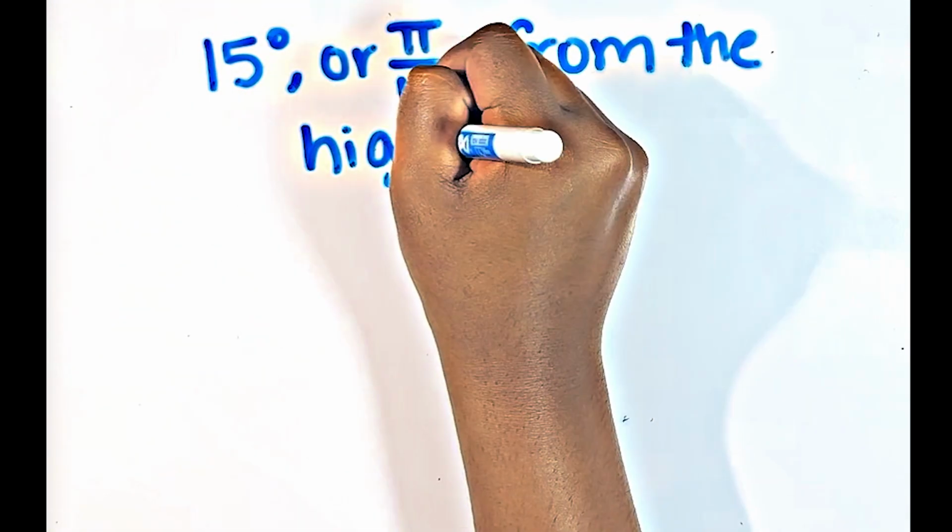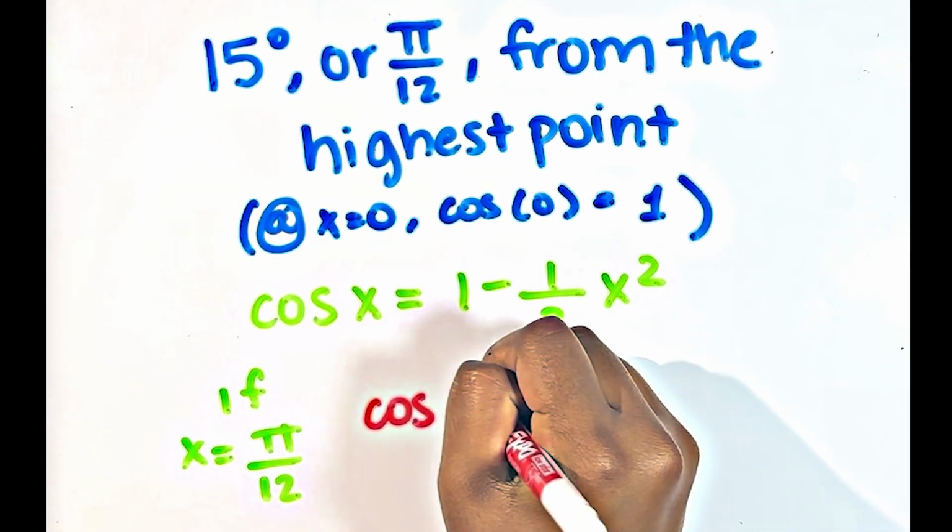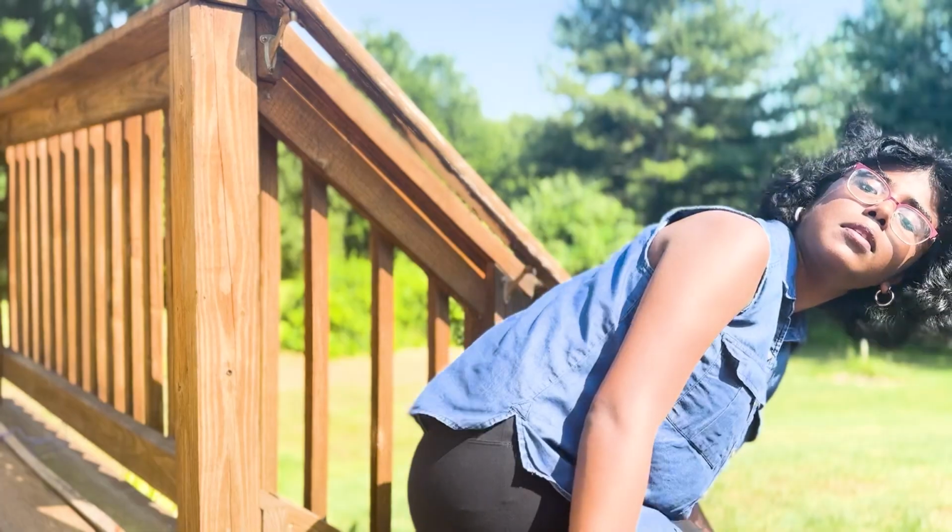Now, if we plug in 15 degrees or pi over 12 as x in our simple swing example approximation, we would find that our answer is 0.966. Well, now that you know just how important Taylor approximations are, you might just start spotting them everywhere.